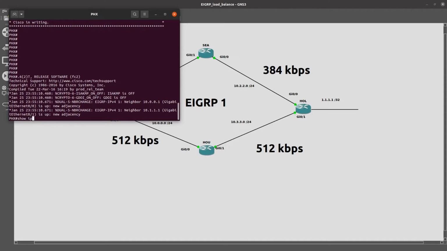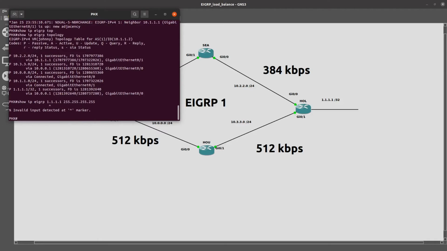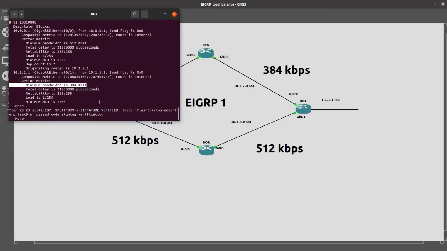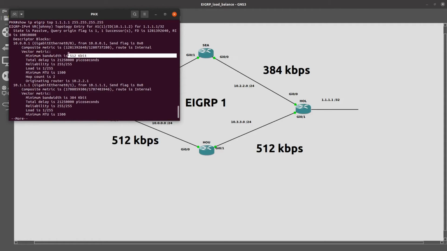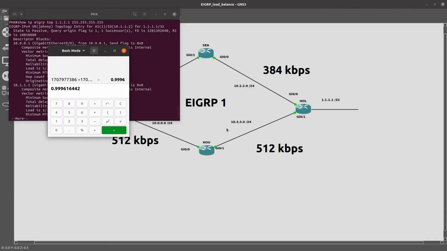So there's our neighborship. Let's look at our topology table. Still nothing. Let's see if we're still getting that weird bandwidth. We'll do 1.1.1. We want to look at the topology table. We still are, let's see here. So now we're getting this. So let's see if we can try our variance this way, like we have been doing.